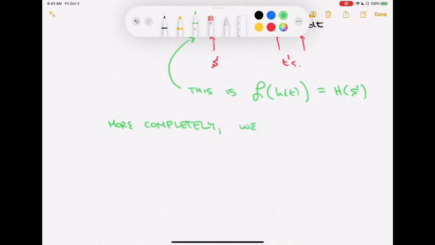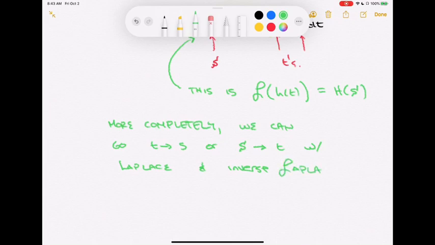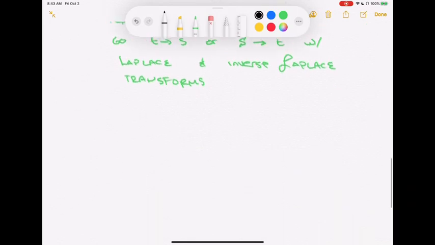We can go time to s or s to time with the Laplace transform and what is called the inverse Laplace transform.